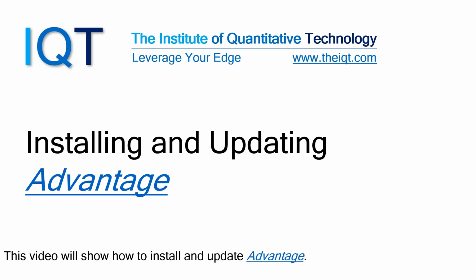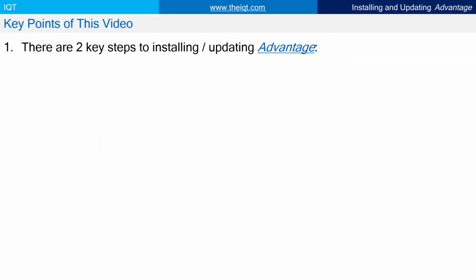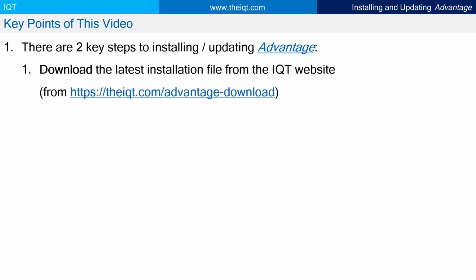This video will show how to install and update Advantage. There are two key steps to installing or updating Advantage. Download the latest installation file from the IQT website, from https://theiqt.com/advantage-download. Install the downloaded file to your MT4 folder.